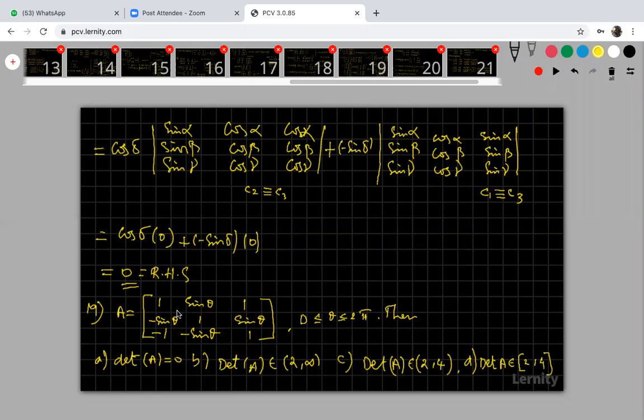First of all, find the value of the determinant by expanding along the first row, second row, or third row. Apply the formula expanding along R1, R2, or R3, whichever is easy for you, and simplify. What is the answer you are getting?